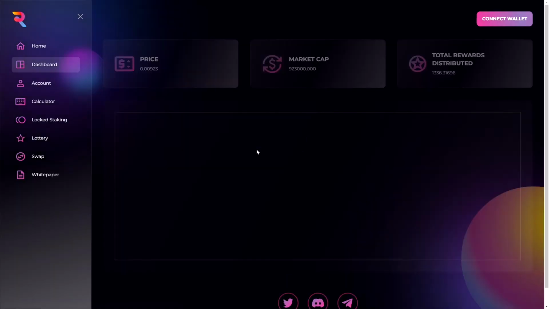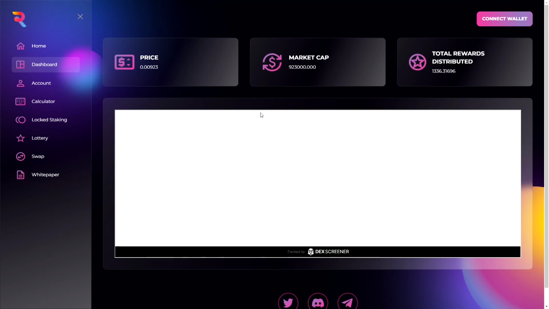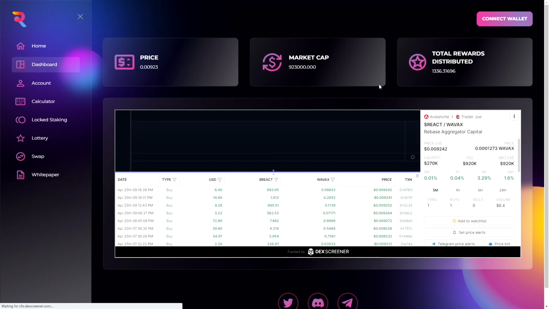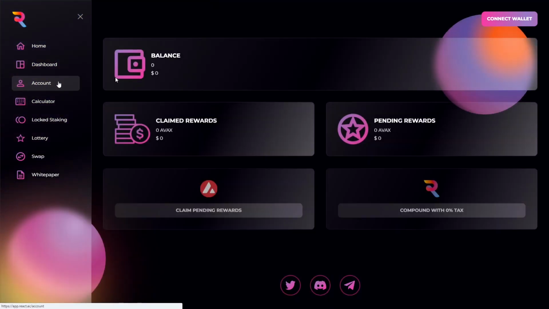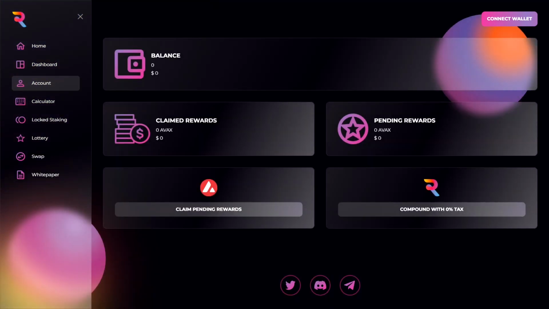Okay, and I'm now going to show you guys how the dashboard works. So real simple, you're going to click right here. It takes you straight to their dashboard. Once you are on their dashboard, you will be able to see the price of the token. You're also able to see the market cap and the total rewards that have been distributed. If you go into account, you can see all of your claimed rewards, all of your pending rewards, and right here you can compound, or you can claim all of your pending rewards if you choose to.